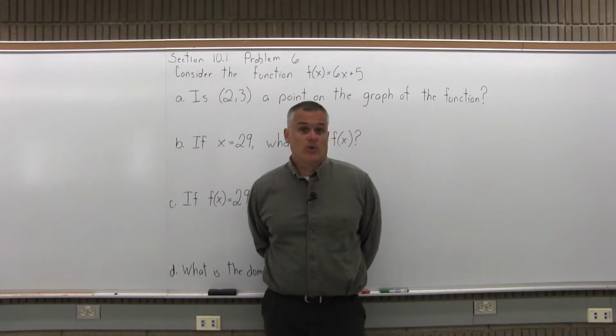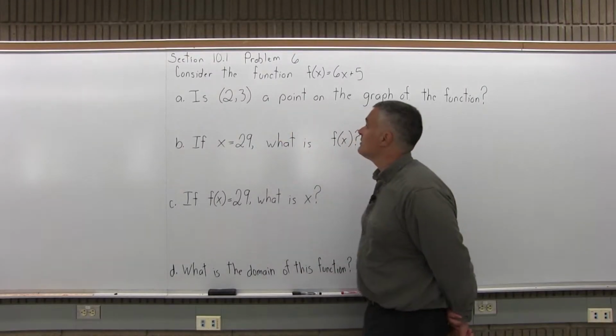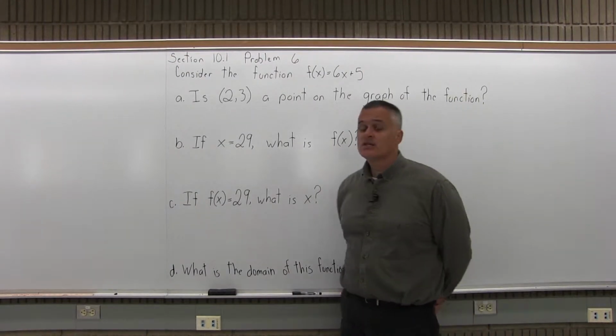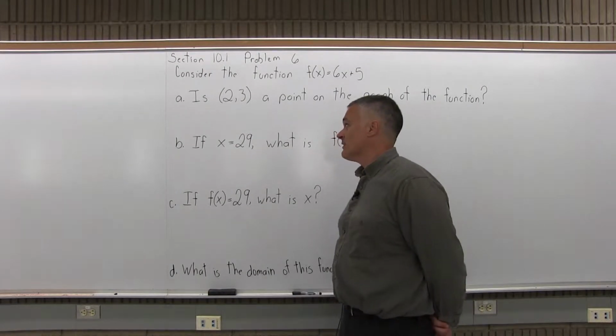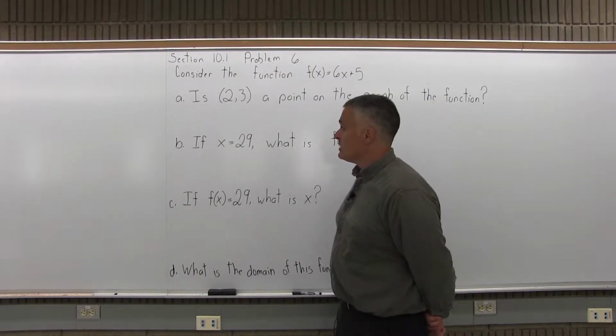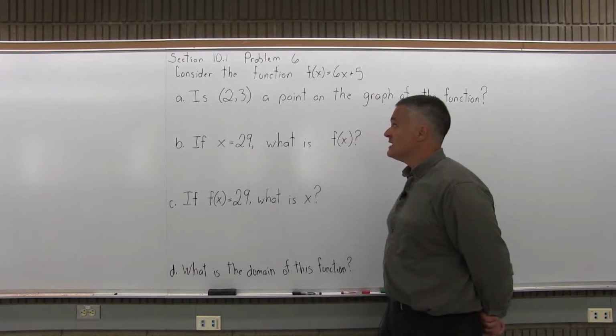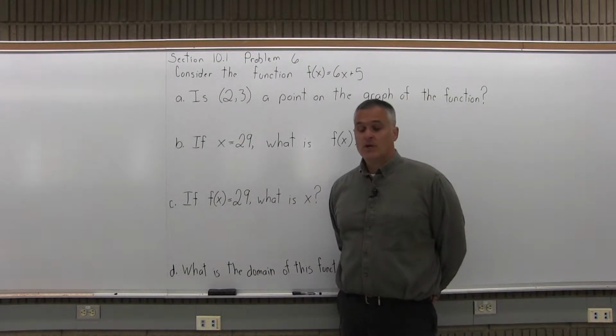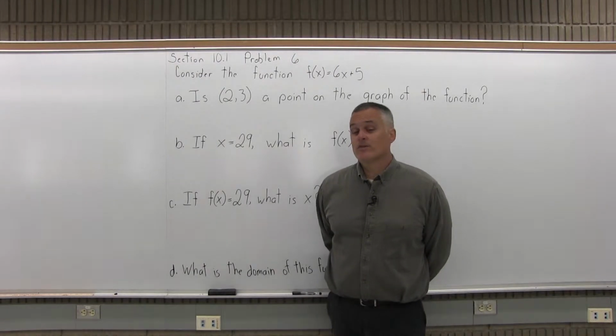This is Section 10.1, Problem 6. It says consider the function f of x equals 6x plus 5. And then it asks you 4 questions about that function, f of x equals 6x plus 5. The first question, part A, asks, is (2, 3) a point on the graph of the function? Well, we don't have a picture of the graph, but we can figure it out.